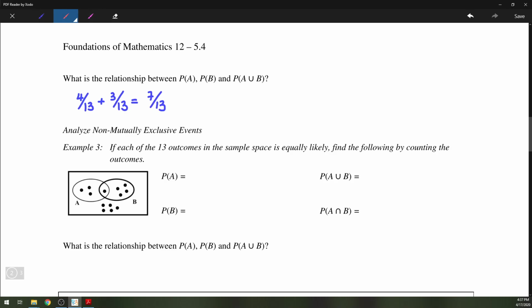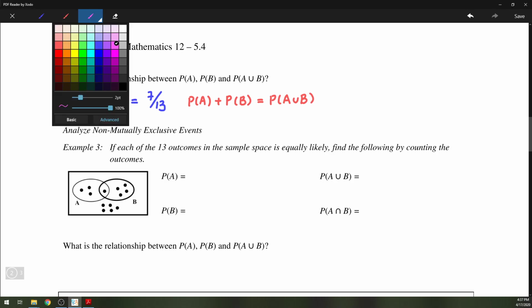So that basically means that we have the equation probability of A plus probability of B is equal to the probability of A or B. Now this only works if A and B are mutually exclusive.